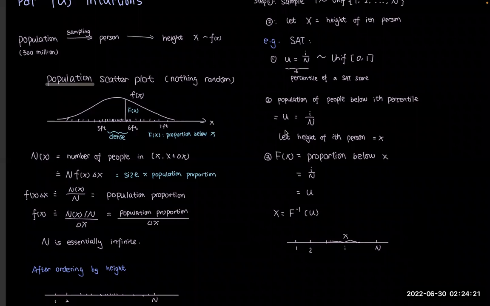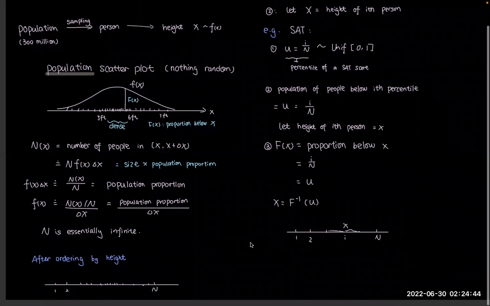And what we are doing is exactly doing here. So we have u following uniform 0 to 1, and then we have f of x equals u. So we retrieve the height of the ith person to be f inverse u. So that is, if you tell me your percentile of SAT score is 99%, then I can retrieve the corresponding score. It is basically the same idea.